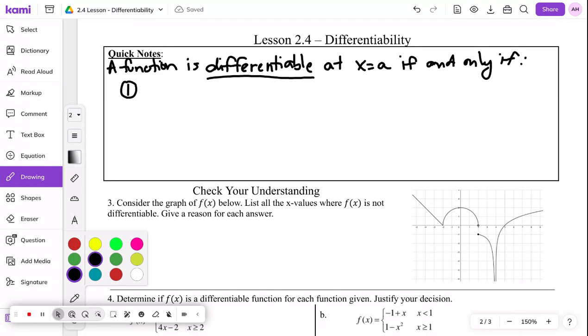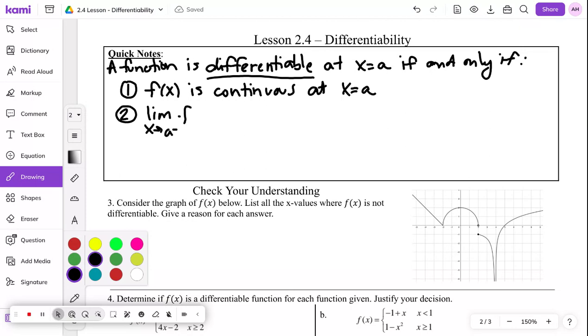So one, if f of x is continuous at that value. If the function is not continuous, then you cannot find a derivative or slope of a tangent line. You would not be differentiable. And two, if the limit as x approaches a from the left of my slopes is equal to the limit as x approaches a from the right side of my slopes.